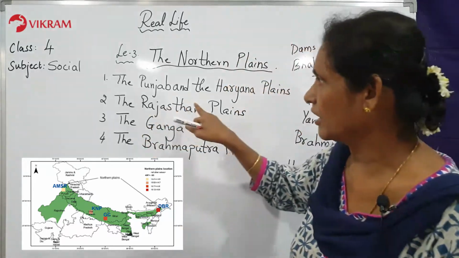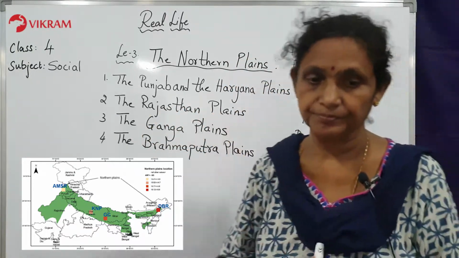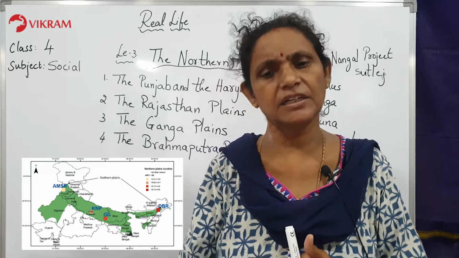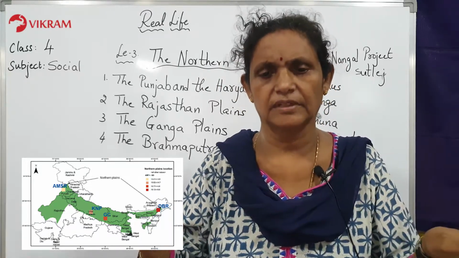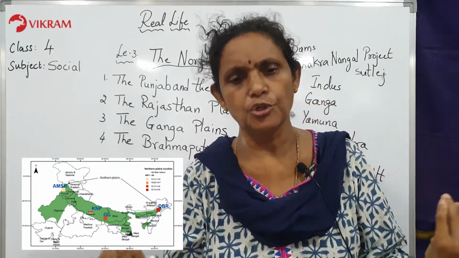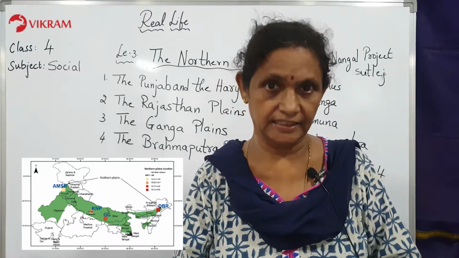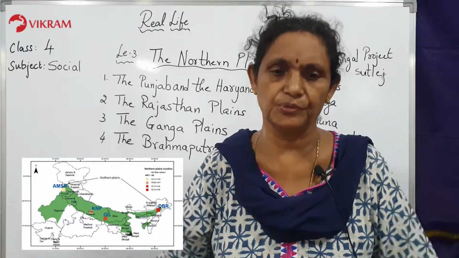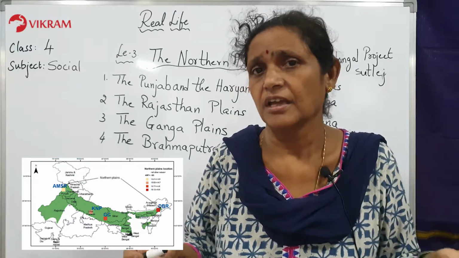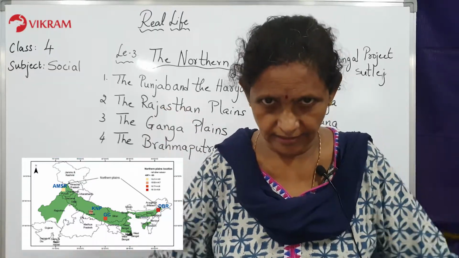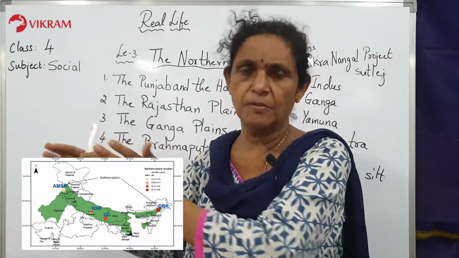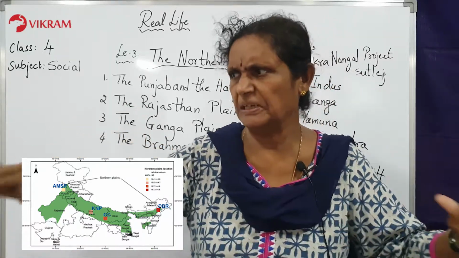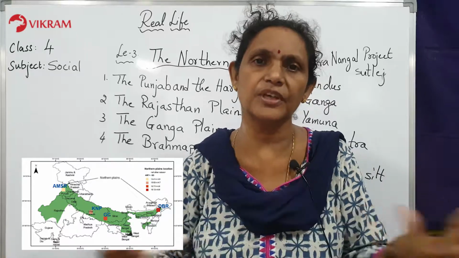Next, we will talk about the Rajasthan plains. The Rajasthan plains cover the Marwar and the adjoining areas to the west of the Aravalis. Yes, it consists of a vast stretch of sand dunes. So you can say Rajasthan is mostly a desert area. Most of Rajasthan has completely sand dunes, a lot of sand.